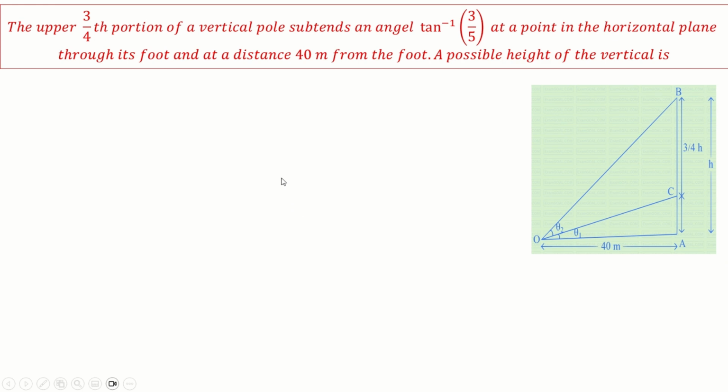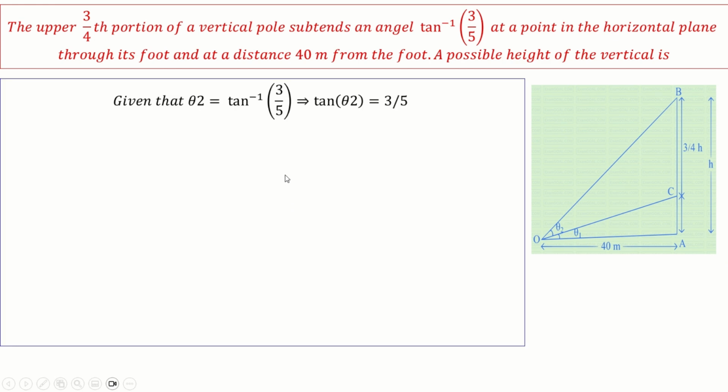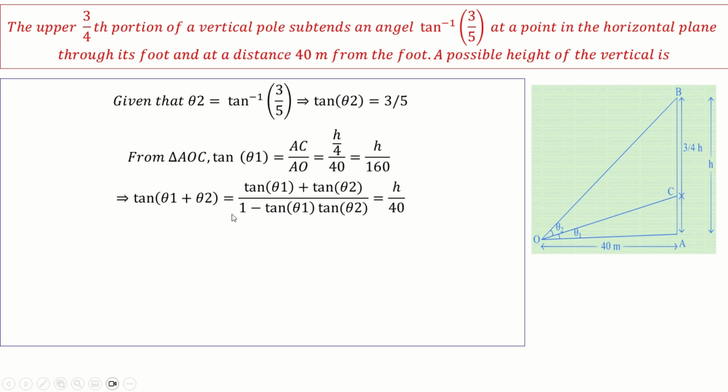So clearly we can see right triangles formed here. First thing is theta 2 equals tan inverse of 3 by 5, or tan theta 2 equals 3 by 5. So tan theta 2 is here. Next, for theta 1, tan theta 1 is AC minus OA, sorry, AC minus OA, which is h by 4, divided by 40, which is h by 160. Now you have tan theta 1 and tan theta 2. What you need is tan of theta 1 plus theta 2, correct?